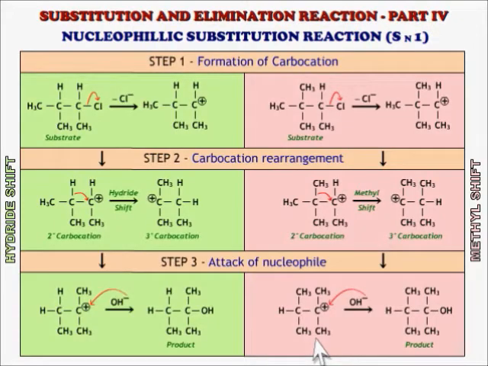Sometimes SN1 reaction proceeds through another step after the first step, and this step is called carbocation rearrangement. This happens if the carbocation formed in the first step is not a tertiary carbocation and the carbon attached to the positively charged carbon is either a tertiary or a quaternary carbon atom having a methyl group.